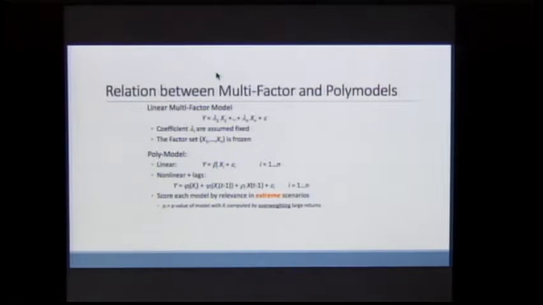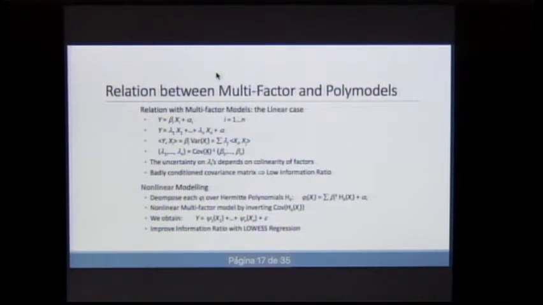I'm going fast. So, the relation between polymodels and multi-factor models. I made it in the linear case, and you'll find out that if you can write a multi-factor model this way, a polymodel will have a series of such writings here. And you can go from one to the other by simply inverting a covariance matrix. I think I made a typo here. I forgot, lambda is the covariance matrix inverse, applied not to betas, but to beta times the variance of each one.